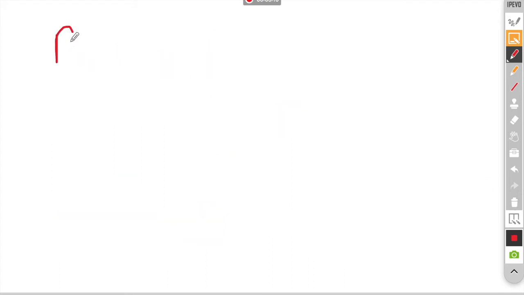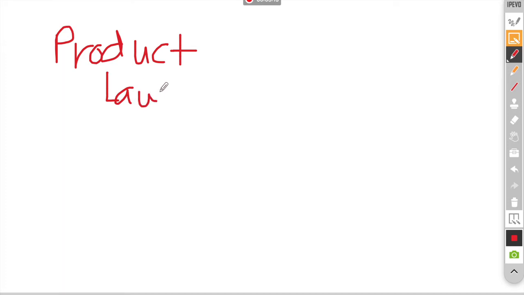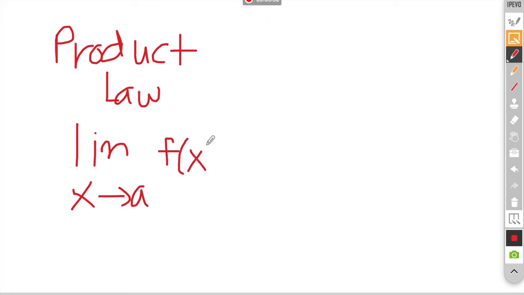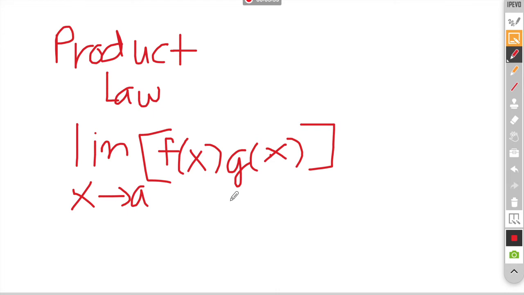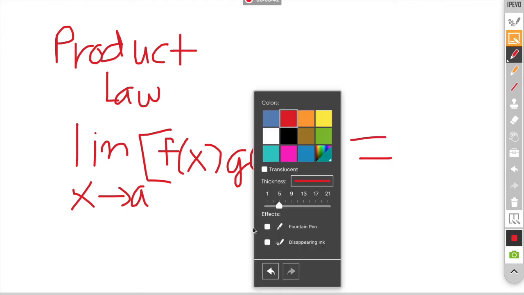So product law is another one. The product means multiplying the two functions. And just like the sum law, you can separate them, except instead of adding them, you're going to be multiplying them. So let's say we have the limit as x goes to a of f of x, which is the first function, and then g of x, the second function, and these are being multiplied. Now let's say we want to do the product law for these. You can leave it just like that, or you can separate them to make it easier.